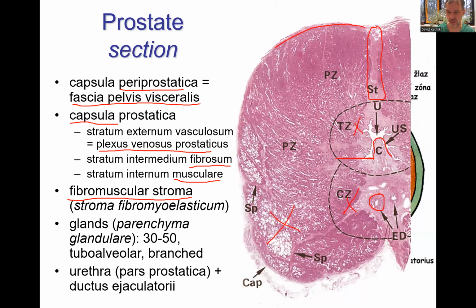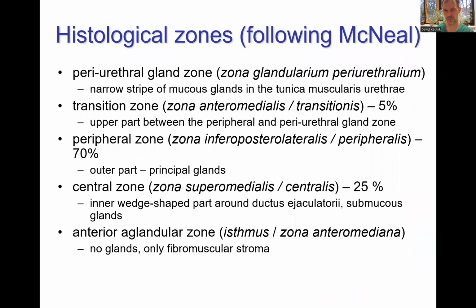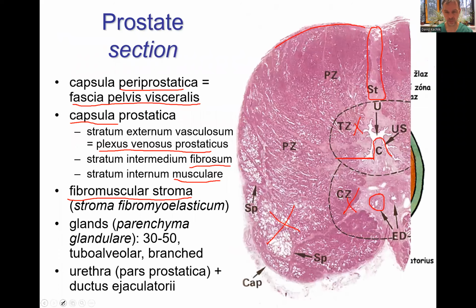And based on the inequality of these parts, the prostate can be divided into sub-zones. These zones were defined by McNeal, and we have five of them, and they are very clinically important. So we talked already about isthmus, which is ventrally. There are no glands, so it contains only fibromuscular stroma. So the isthmus, when we come closer, was here. Yeah, isthmus.